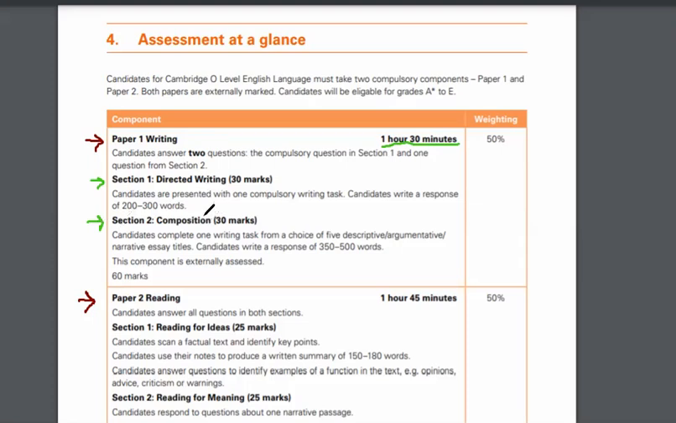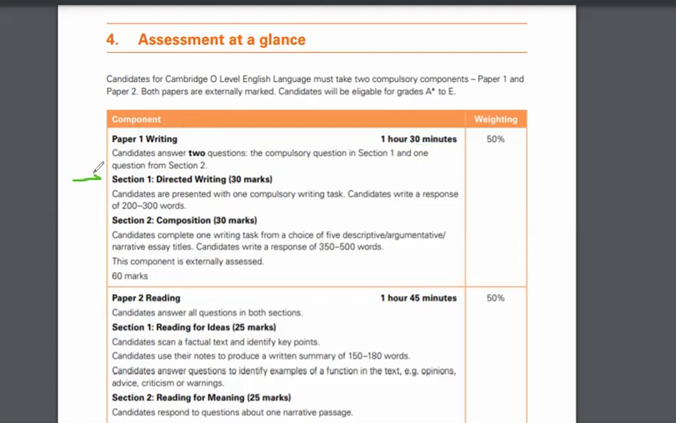Section 2. This is composition writing. That is, oh wait, I've messed it up. I'm so sorry. This is the writing task. I'll explain all over again.